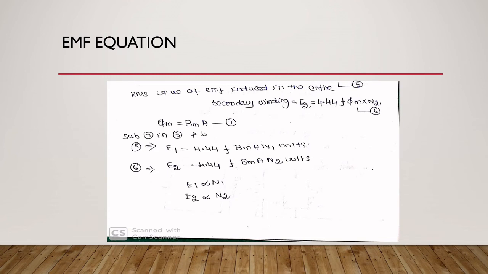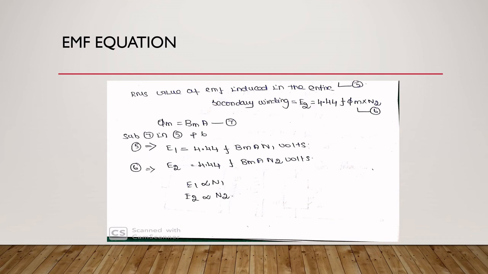Then φm equals Bm into A. Here Bm is the flux density, φm is the maximum flux in the core, and A is the area of the core. So we have to substitute equation 7 in equations 5 and 6. Substituting the φm value in the fifth equation, we get 4.44 f Bm A N1. Similarly, substituting the seventh equation in the sixth equation, we just substitute the φm value and get the same form of equation.